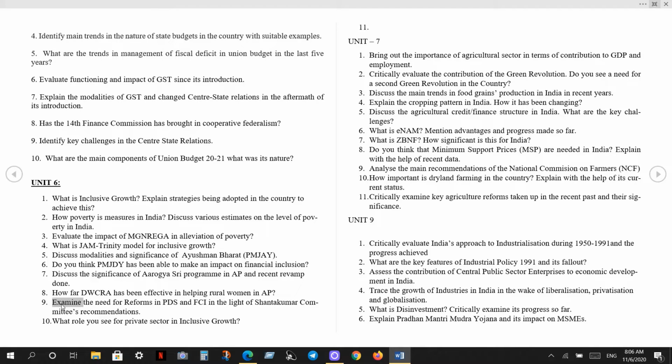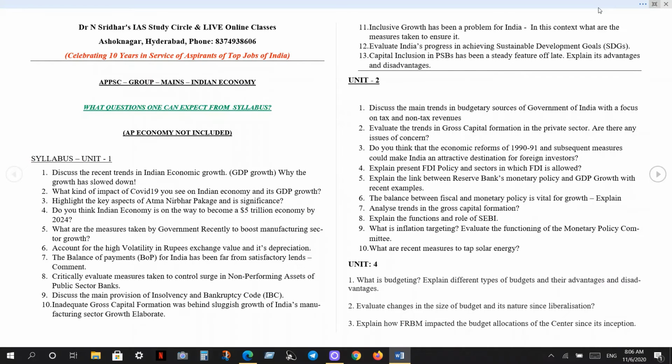We have the Shantakumar Committee, which had asked for reforms, and what role you see for the private sector in inclusive growth. If you see the New Companies Act, then there is always the corporate social responsibility, CSR spend. So that is also important.